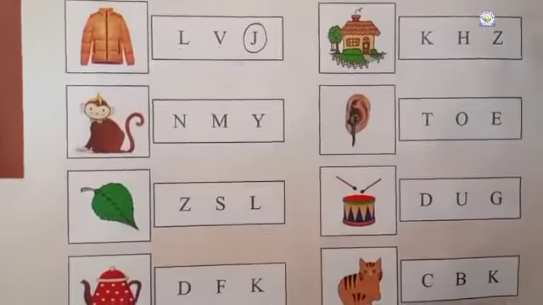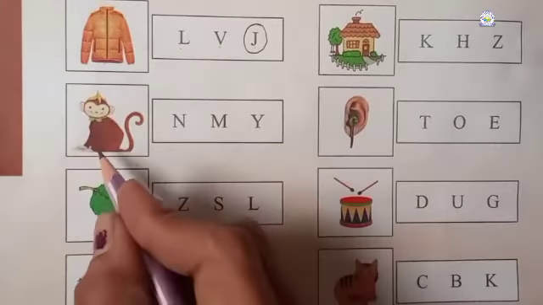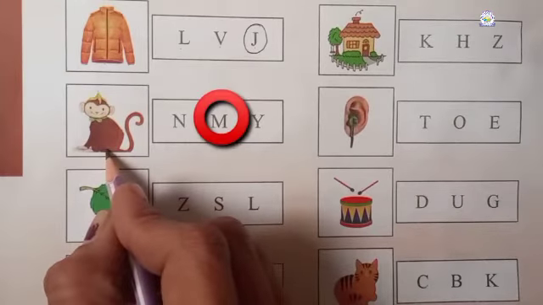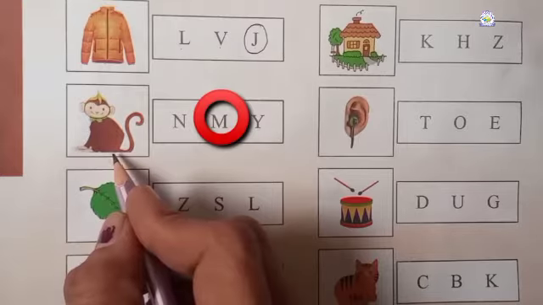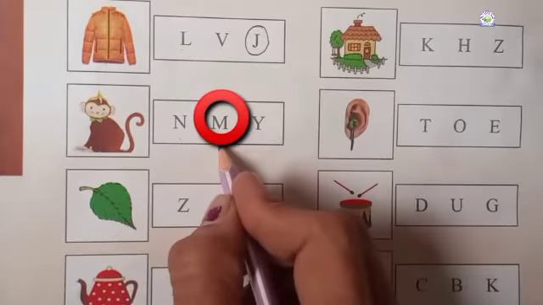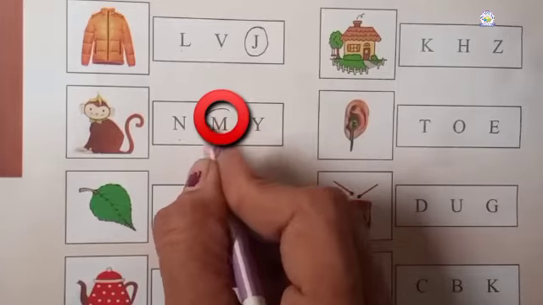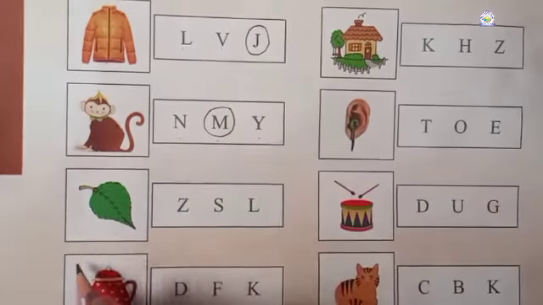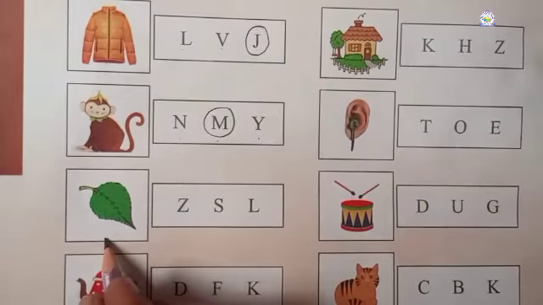See the next picture. Which picture is this? This is monkey. M for monkey. So we have to circle M. This letter is N. This letter is M. So we have to circle M. This letter is Y.